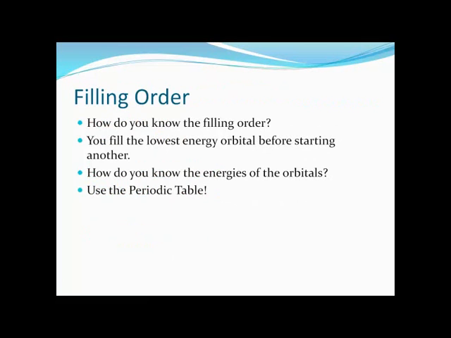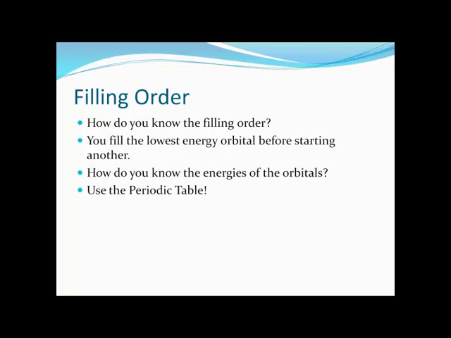So we'll get there. There is a filling order. Well, how do you know? You know that you have to fill the lowest energy orbital before starting another. If you were to pour water into a glass, it will fill from the bottom up. That's just how it goes. If you're looking at a whole bunch of CDs sitting on a shelf and they're all the same CD, you'll probably buy the one with the lowest price on it, not the one with the highest. Now, how do you know the energies of the orbitals?